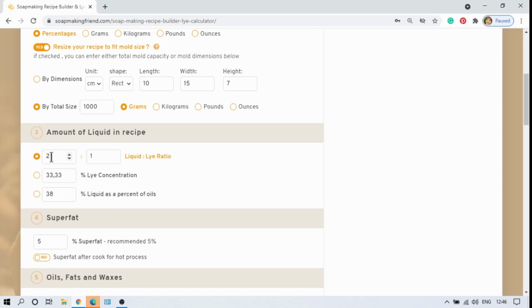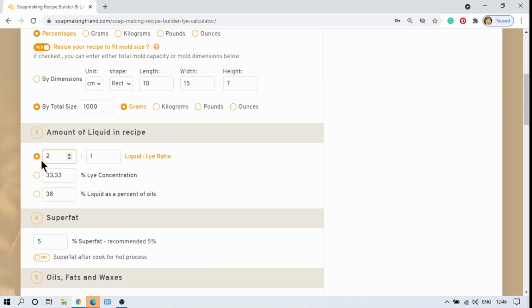So the least amount of liquid that you can use regarding your lye is the same amount. So if you've got 100 grams of lye in your recipe, you will need at least 100 grams of liquid there as well. So then it will be a 1:1 ratio here. You see 1:1, 50% is going to be lye and 50% is going to be liquid here. For this, we're going to stay with a 2:1. 2:1 is double the amount, if you take your lye amount, it's double the amount in liquid there as well.